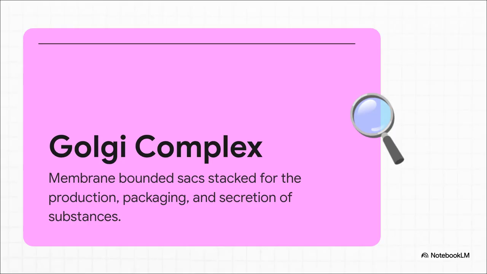After cruising down the highway, all these materials eventually wind up at the Golgi complex. Honestly, imagine an Amazon fulfillment center. That's the Golgi. It's made of these stacked, membrane-bound sacs that take in raw substances, package them up nice and tight into little vesicles, and ship them off to wherever they're needed, whether that's somewhere else inside the cell or secreted completely outside of it.